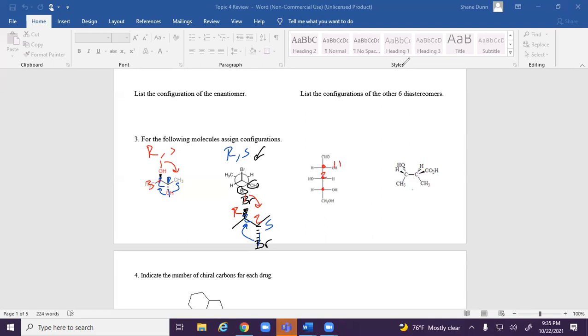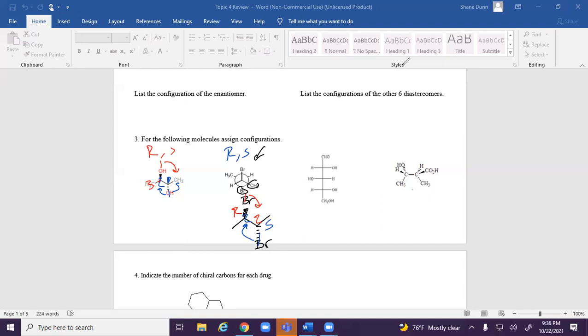One, two, should be what? R, correct? However, remember that going across like that, is it going up, theoretically speaking? So our H is also going up as well, which we can't have because that's our fourth position. Because this is technically a wedge and this is technically a wedge. That's just how Fischer projections work. Yes, so it would be an S.